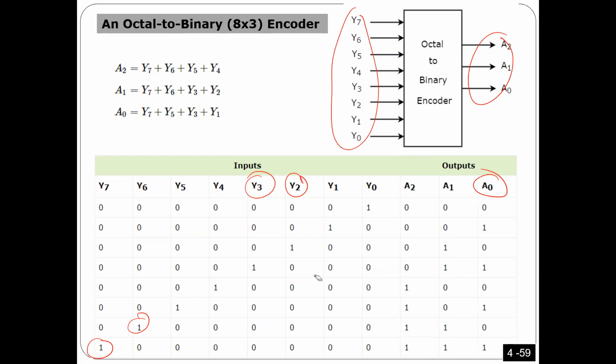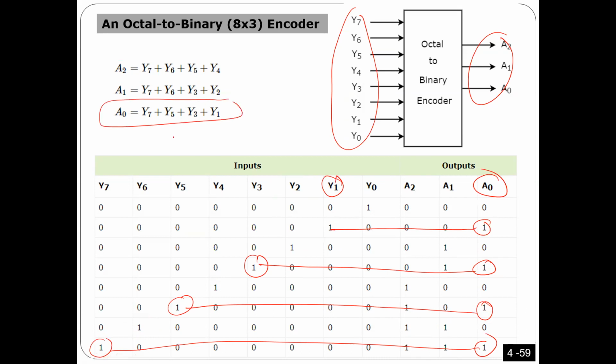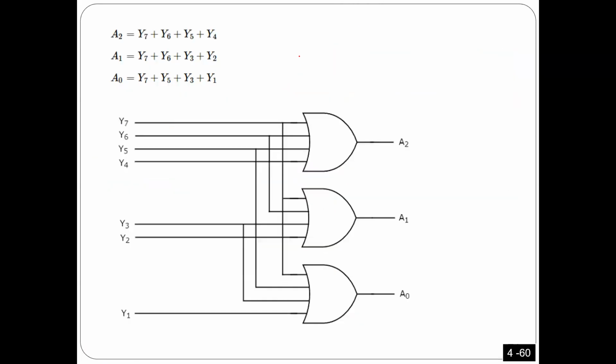For A0 here, these are the cases for 1s. This one corresponds to Y1. This one here for Y3, Y5, and then Y7. And these are the ones I'm using here. Easy, right? That's it. Once you have the equation, I can draw the circuit, and this is how the circuit looks.